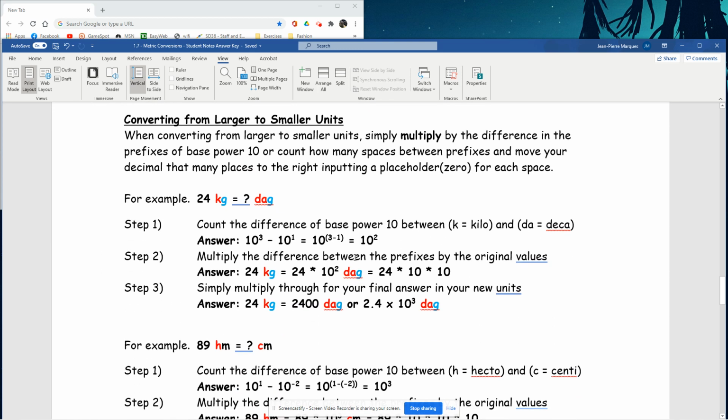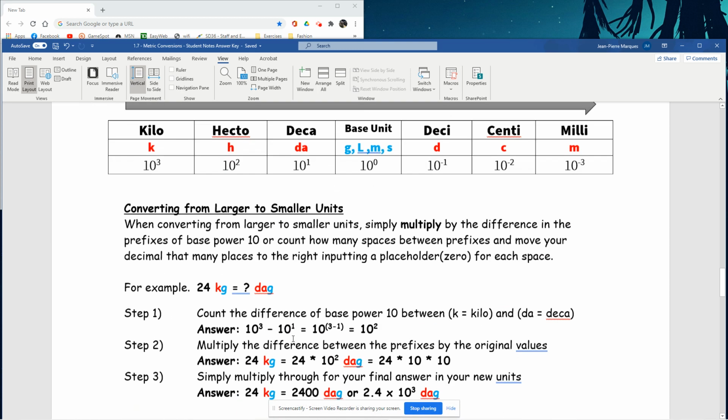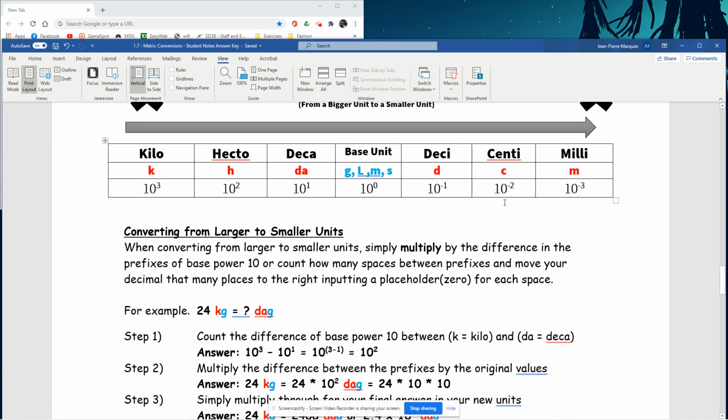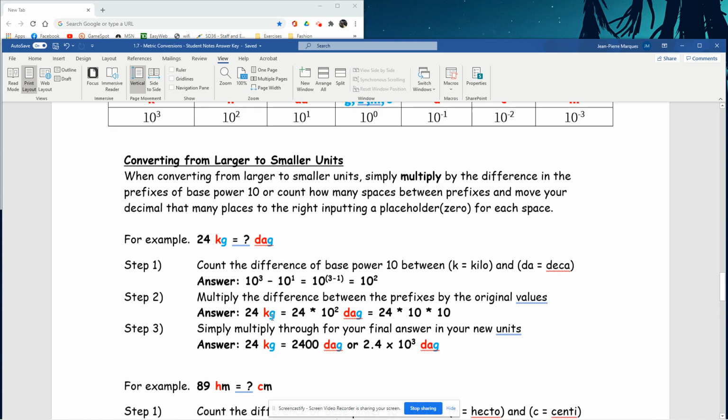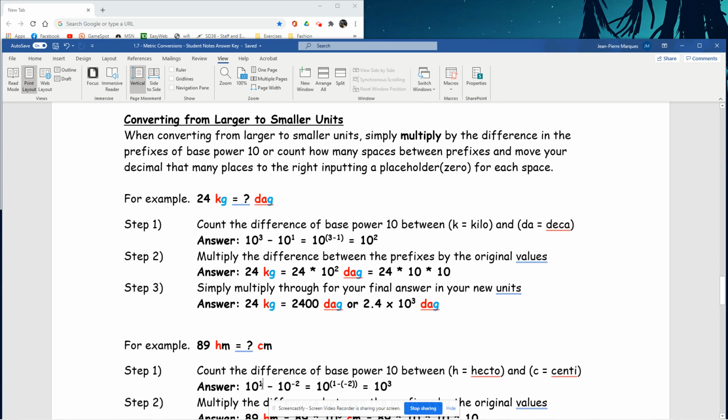So again, if I'm going from hectometers to centimeters, so hectometers is here, centimeters is here, I'm going to take this exponent here and subtract this exponent here. What is 10 to the 2 minus 10 to the minus 2? Well, it's the same as 2 minus minus 2. 2 minus minus 2 is the same as 2 plus 2, right? Because 2 negatives becomes a positive. Therefore, that's why I started my initial value incorrect. It should be 10 to the 2. That's why my answer was wrong.